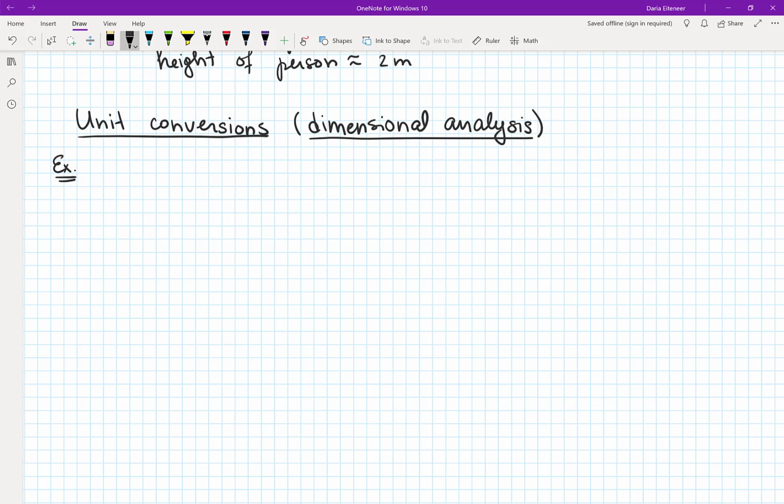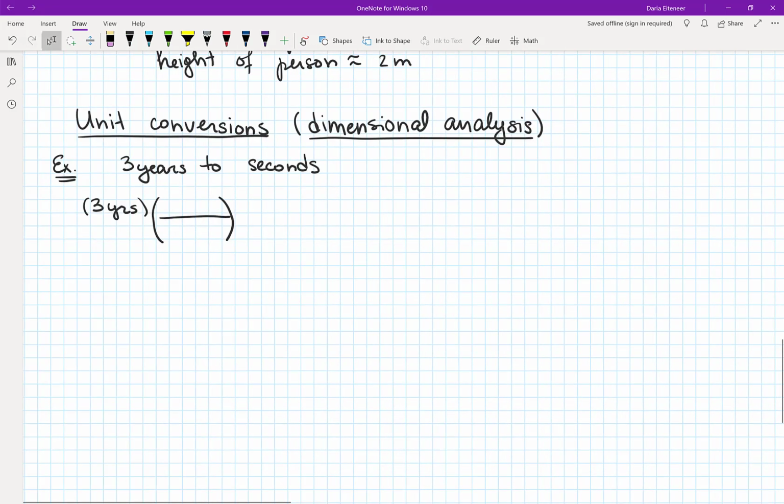So for example, let's convert 3 years to seconds. I'm always going to start with what's given, 3 years. And I'm going to multiply this by a factor that allows me to cancel out the units I don't want. I don't want years, I want seconds. But I'm not ready to go to seconds yet.